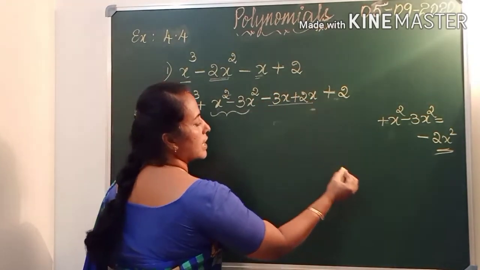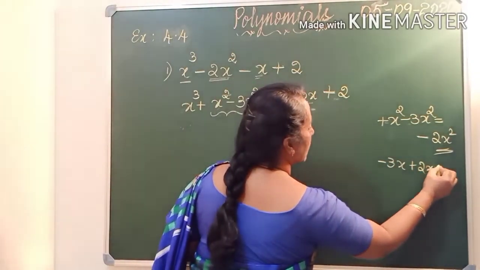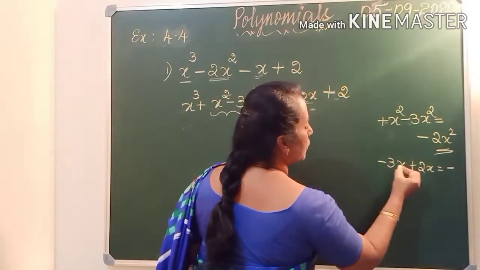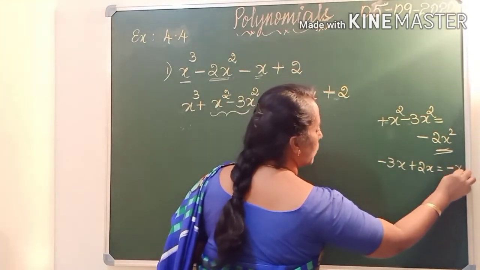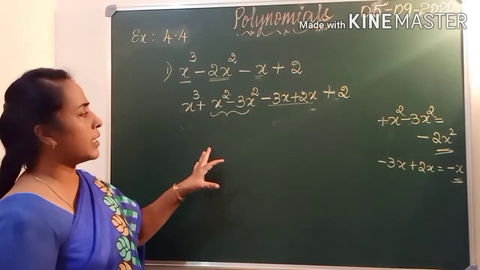So if you simplify this, minus 3x plus 2x, what will you get? The greater number's sign is minus. If you simplify, you have to subtract, that is 1x you will get, minus x. So I hope you all understood this step.